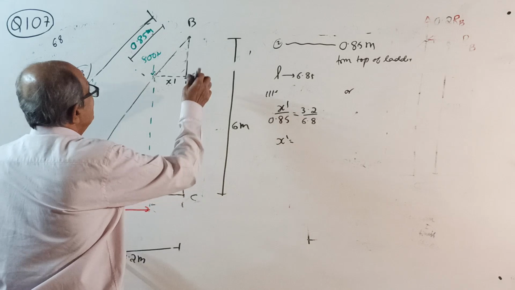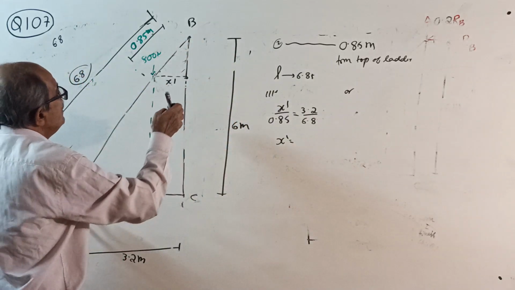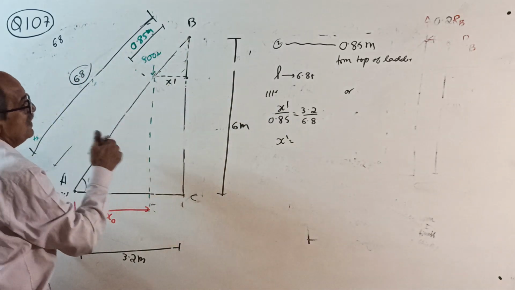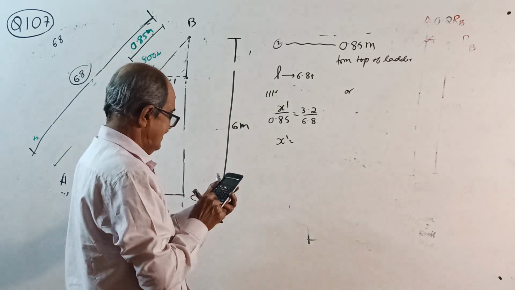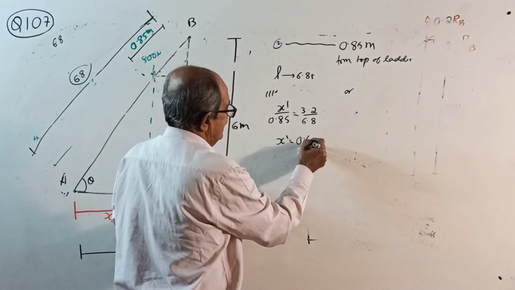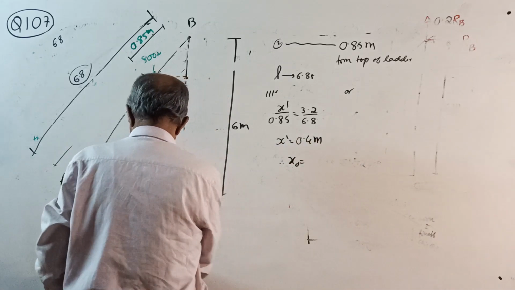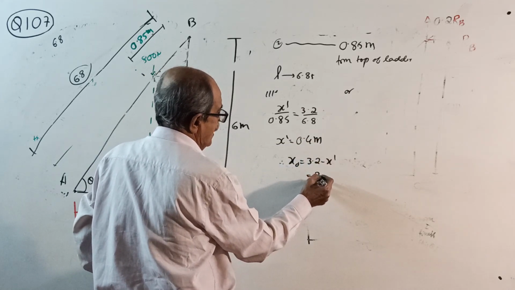So therefore, x dash divided by 0.85. If this is not clear, I can't do anything. x dash by 0.85 equals 3.2 by 6.8. Now x dash will come 3.2 by 6.8 into 0.85, that is 0.4 meter. Therefore, your x naught equals 3.2 minus x dash, which is 2.8 meter.